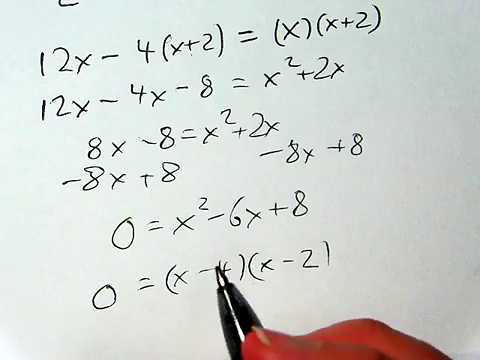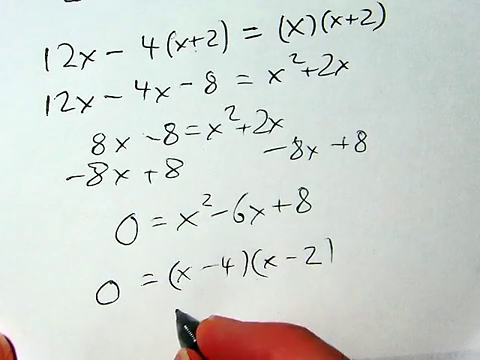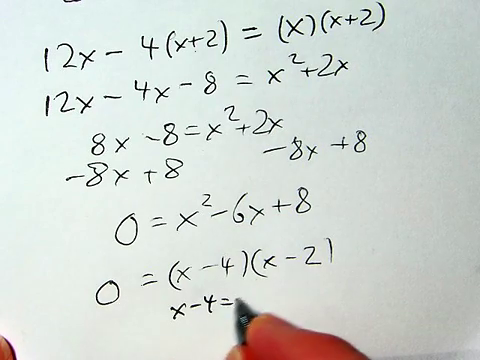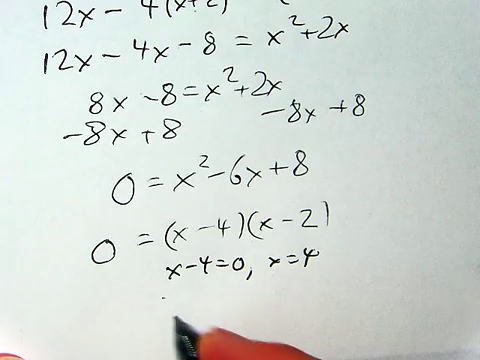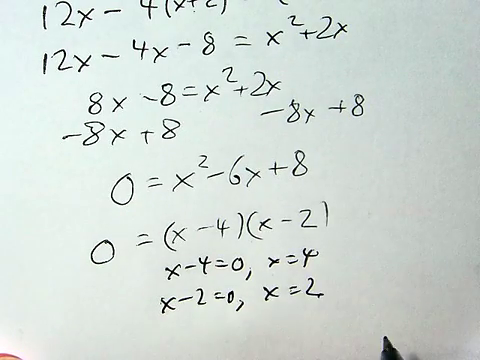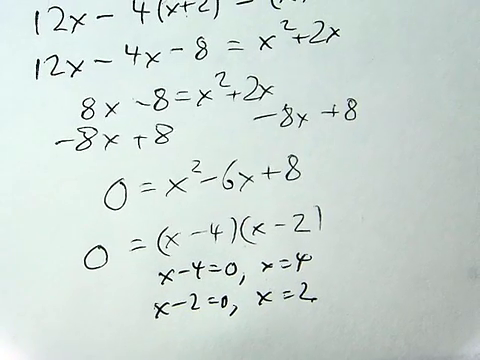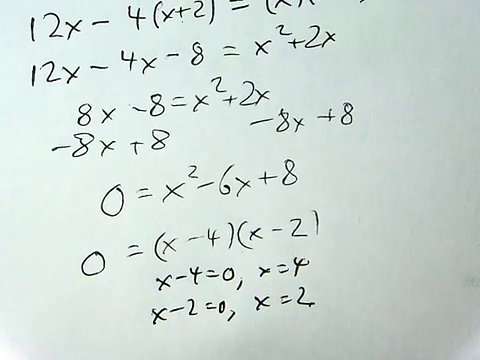So x minus 4 equals 0 gives us x equals 4, if we set that term equal to 0. And x minus 2 equal to 0 gives us the solution x equals 2. So we've got two solutions here, 2 and 4. But we do have to go back and plug them in to make sure they work.